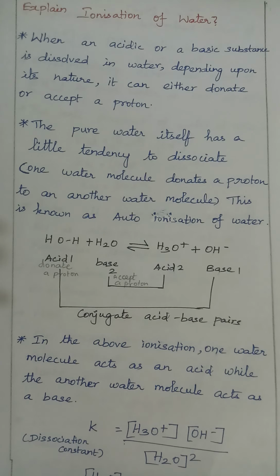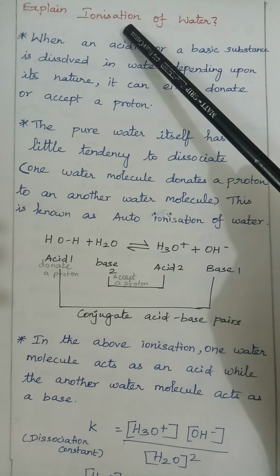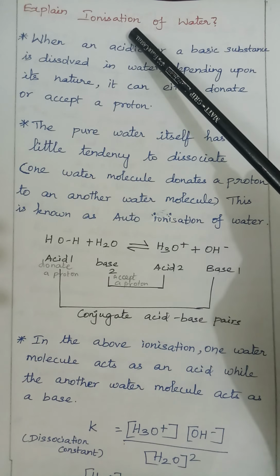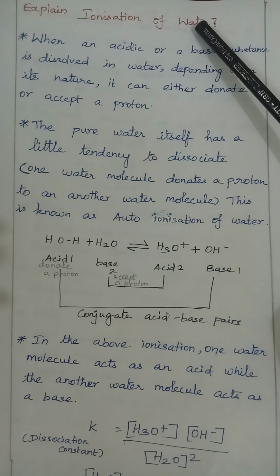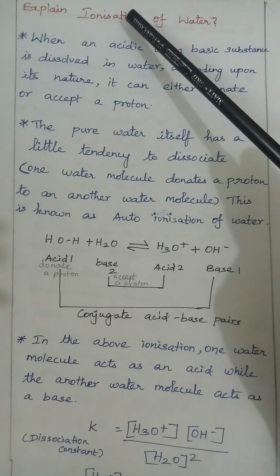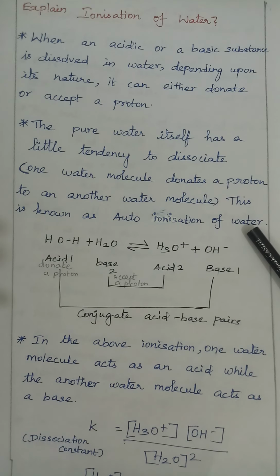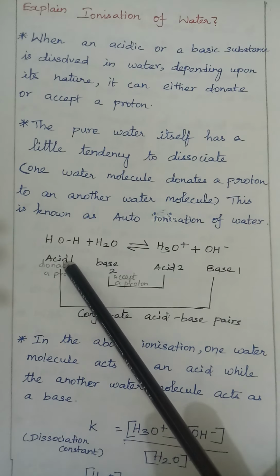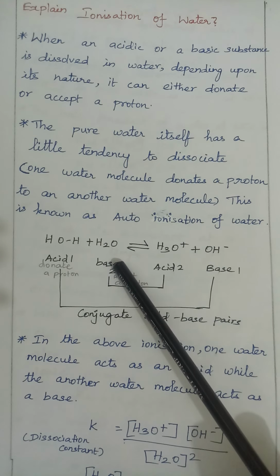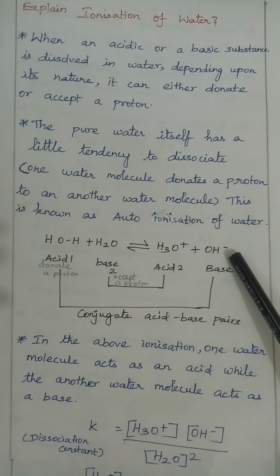Now we learn about ionization of water. What does ionization mean? Ions produced. From where? Water. Water combined with water to produce ions. This is said to be what? Auto-ionization of water. What is auto-ionization of water? One water combined with another water to form H3O+ and OH- ion.